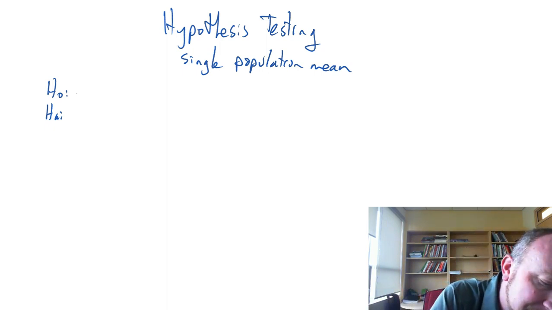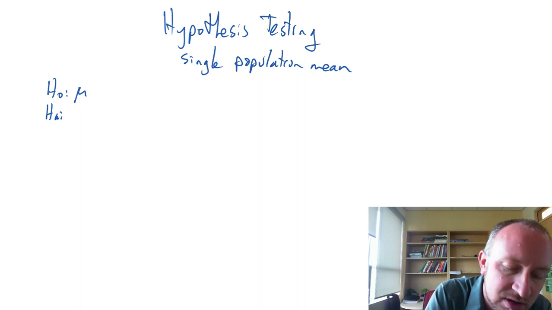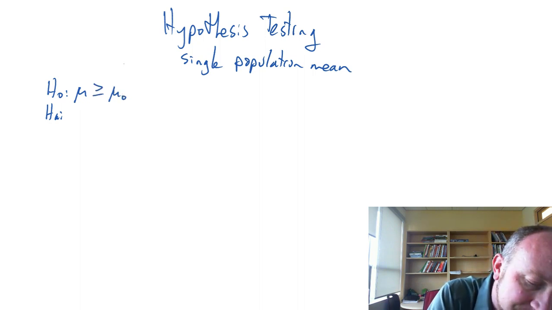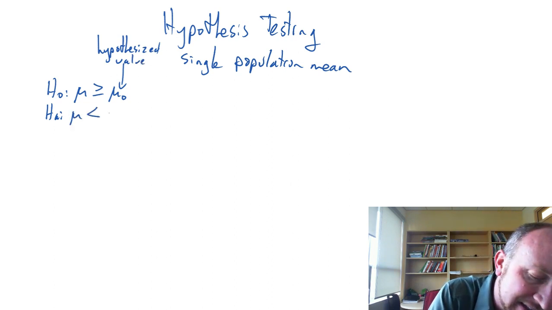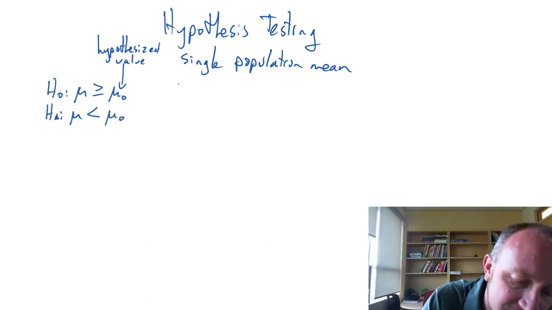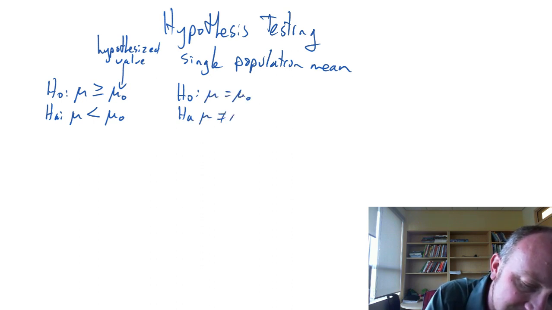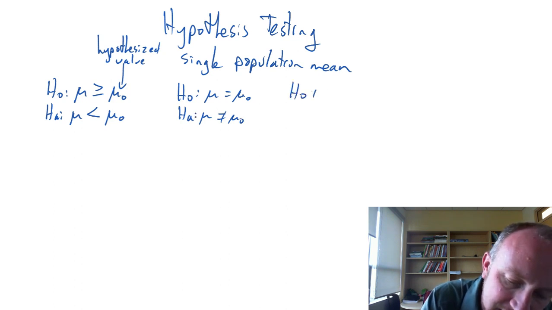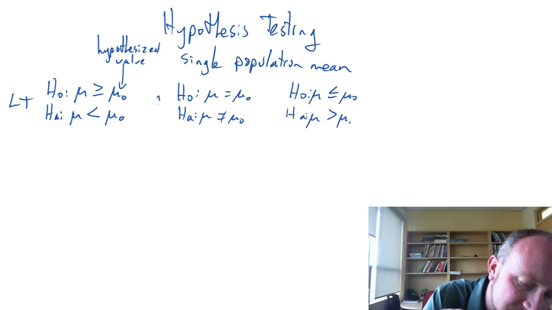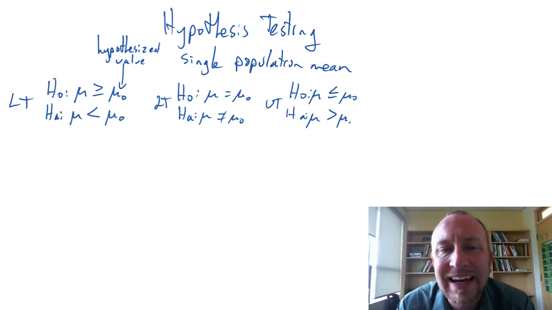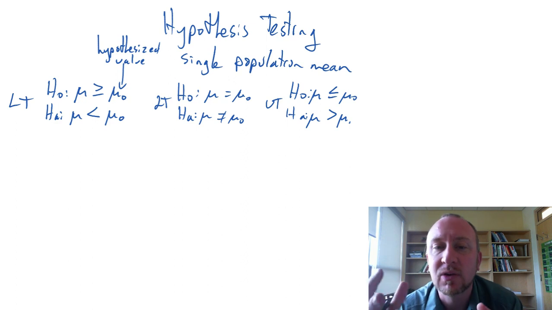So for example, I'll be testing that the unknown population mean mu is greater than or equal to some hypothesized value. So this is some value that I think it might be, or that I think it might not be. So I can test, is it smaller than that hypothesized value? Or I can test to see, is it equal to some hypothesized value? Or I can test to see, is it larger than some hypothesized value? So here we have what are called the lower tail test, two-tailed test, and an upper-tailed test. So we have competing claims about the value of some unknown population parameter.